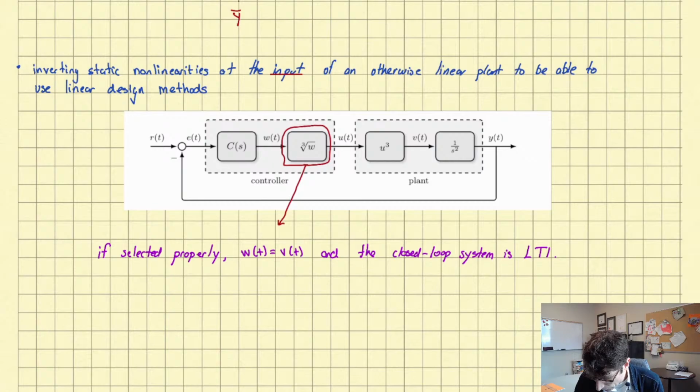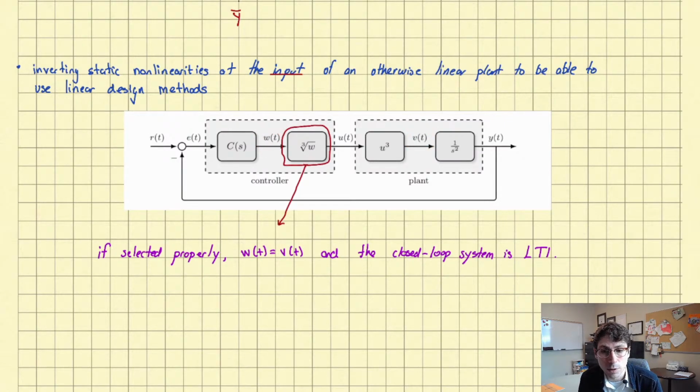The idea is that you select this nonlinear block so that when you compose it with the nonlinear block at the input of the plant, those two blocks cancel out. That's what I've written down here. If this block is selected properly, then W and V are equal. It's as if those nonlinear blocks did not exist because you've canceled them out perfectly, and then you end up with a linear closed loop system.